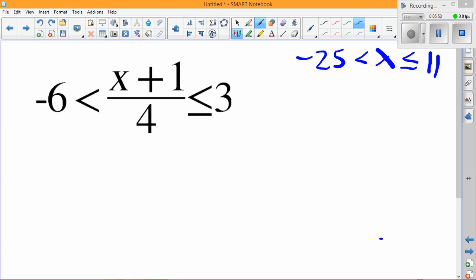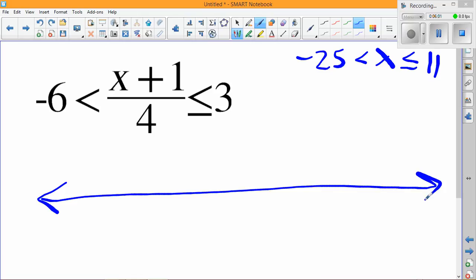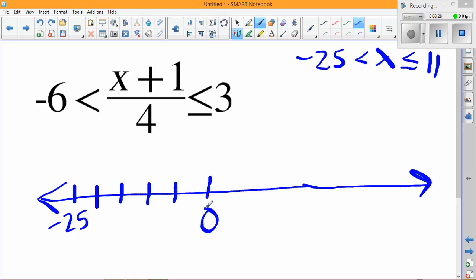Now when I graph this on the number line, this is kind of a tough one to graph, but basically get your number line. It needs to have 11 on it. Let me think about this. If we go by ones, that's a lot of dashes. So what I'm going to do is I'm going to go by fives. So negative 20, negative 15, negative 10, negative 5, 0, 5, 10, 15. And I'm going to throw an 11 in there.